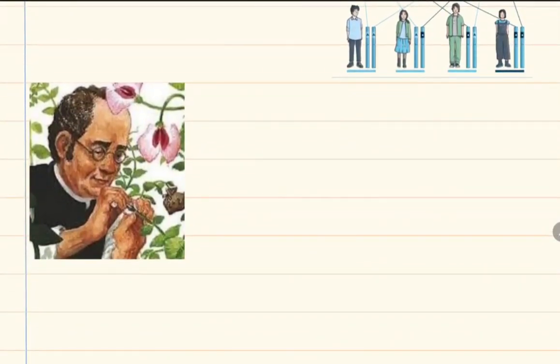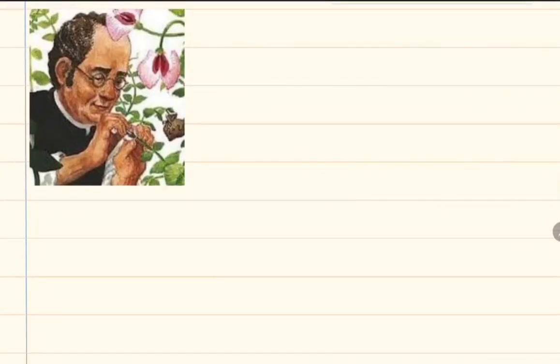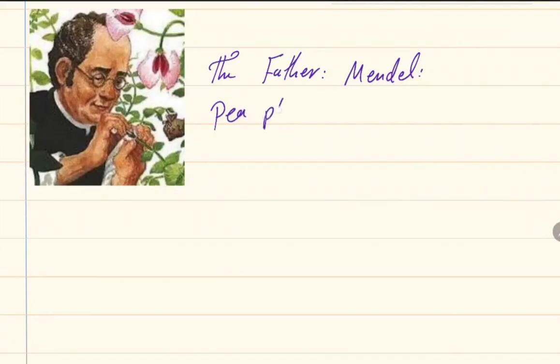The father of modern genetics is Gregor Mendel. This man studied pea plants. The scientific name of the pea plant is Pisum sativum. And why did he study pea plants, and why was it an excellent choice?